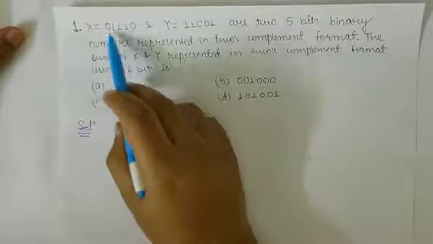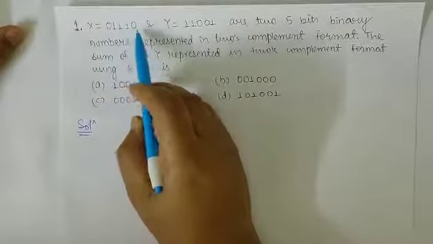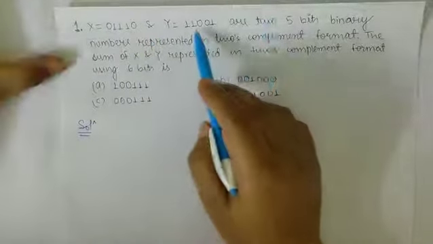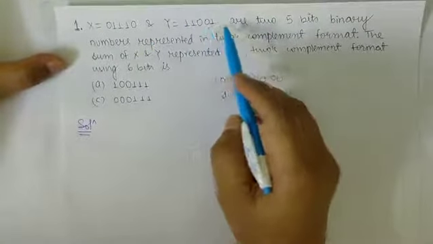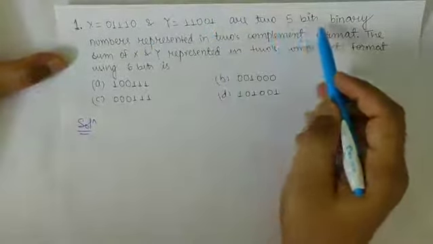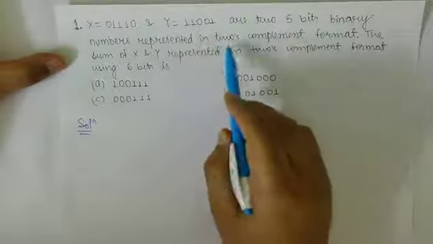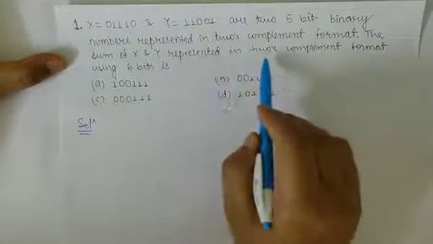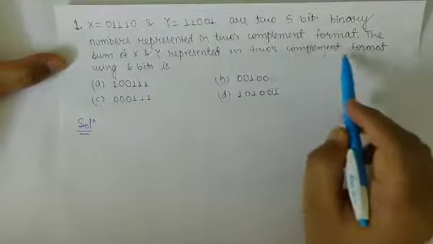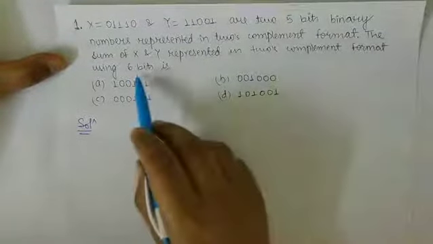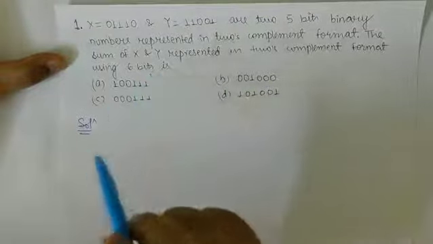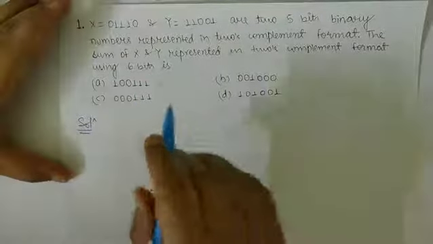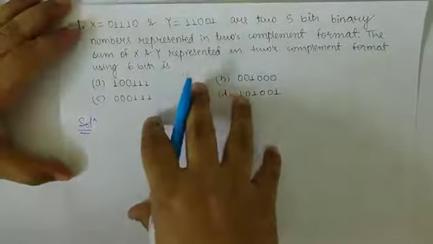x equal to 0, 1, 1, 1, 0 and y equal to 1, 1, 0, 0, 1 are two 5-bit binary numbers represented in 2's complement format. The sum of x and y represented in 2's complement format using 6 bits is. So before doing this question, we have to understand what is 2's complement.